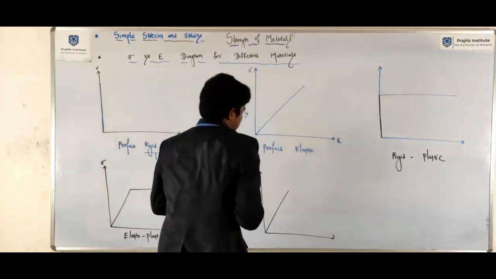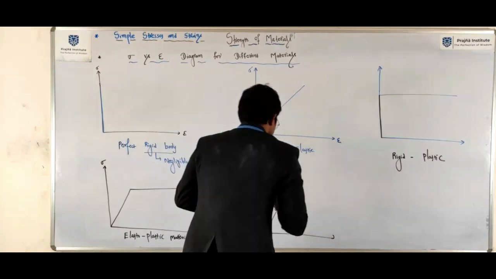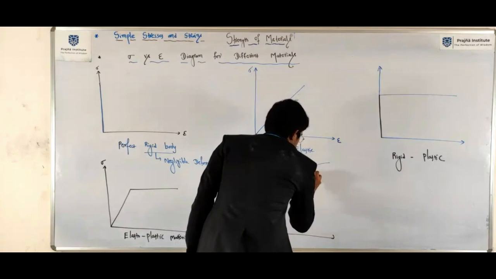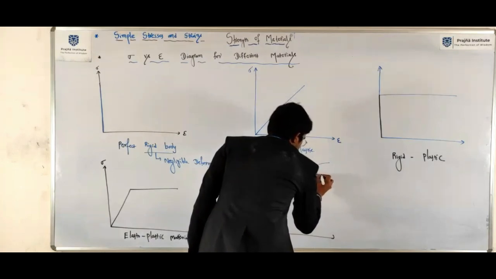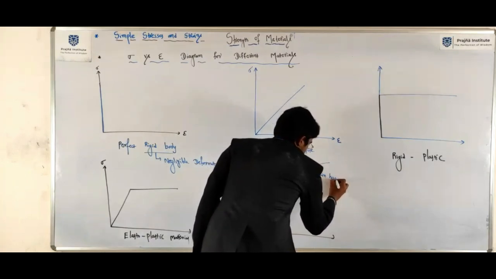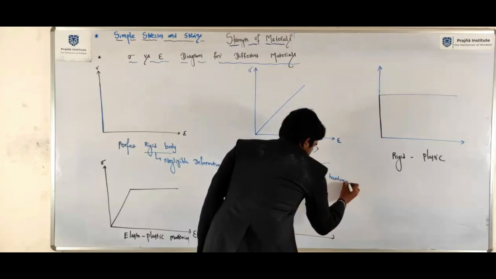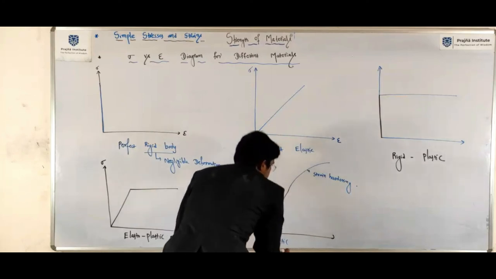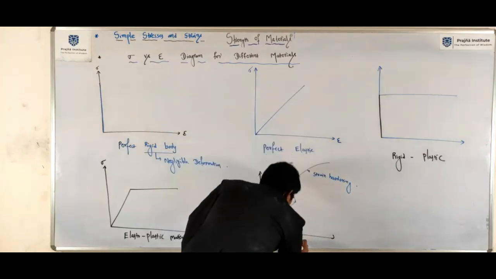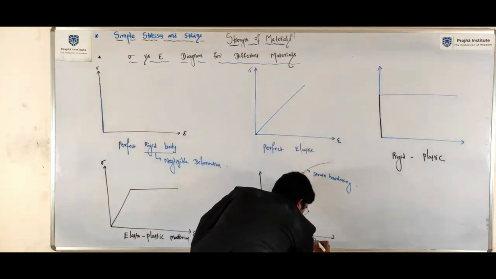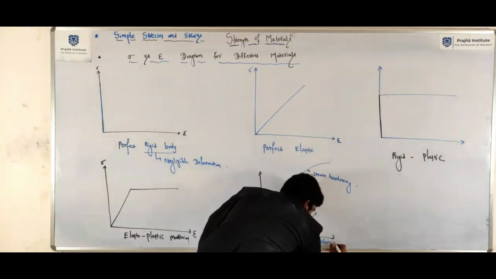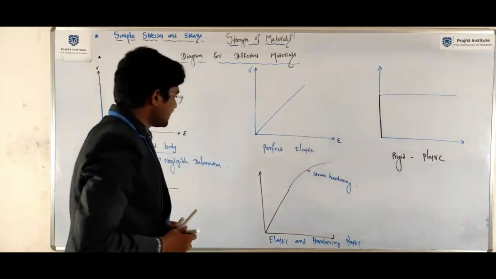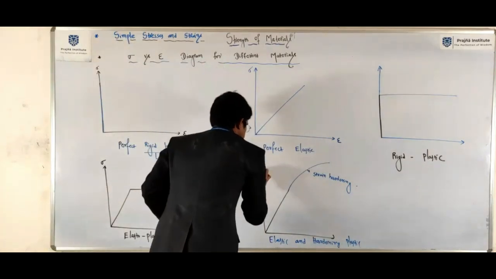From here to here elastic, and then this is strain hardening. Here elastic and hardening plastic. Okay, elastic and hardening plastic.